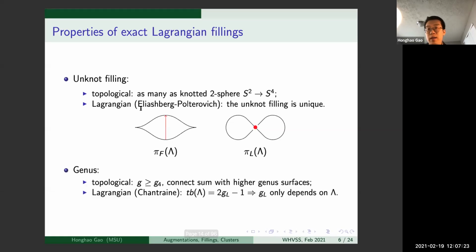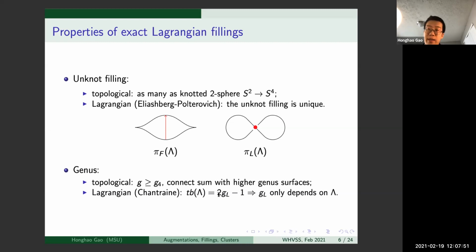Another property is the genus of the filling. In the smooth setting, you can only talk about the smallest genus of the filling, because you can always perform a connect sum with a higher genus surface. But in the exact Lagrangian setting, this is a theorem by Chantraine that the Thurston-Bennequin number equals 2 times the genus of a filling minus 1, regardless of which filling it is.